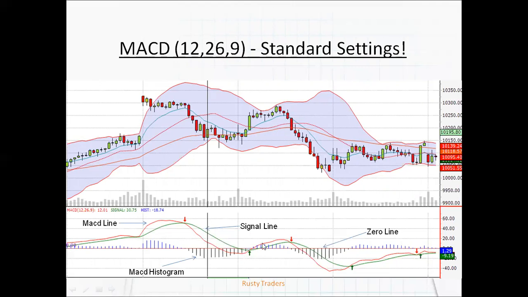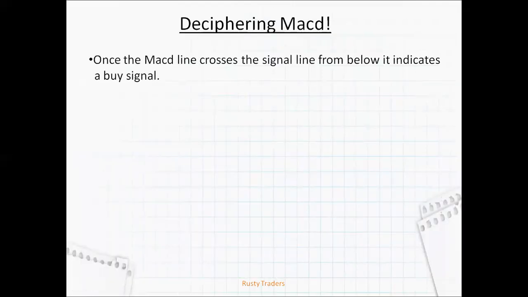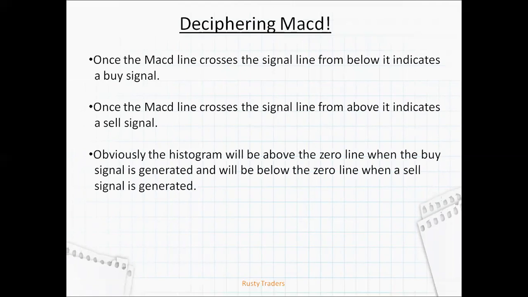Similarly, once the MACD line, which is in red, crosses the signal line, which is in green, from above, it generates a sell signal. So once the MACD line crosses the signal line from below, it indicates a buy, and once the MACD line crosses the signal line from above, as explained, it indicates a sell. Obviously, the histogram as shown in the figure will be above zero when the buy signal is generated and below the zero line when a sell signal is generated.